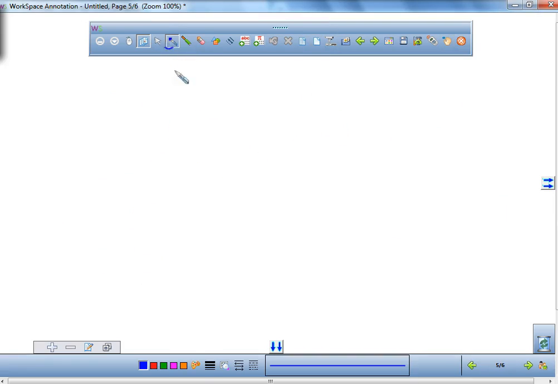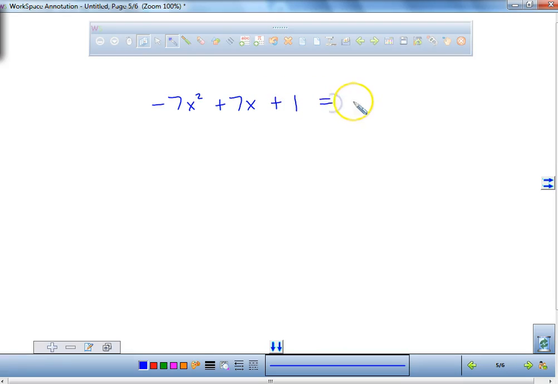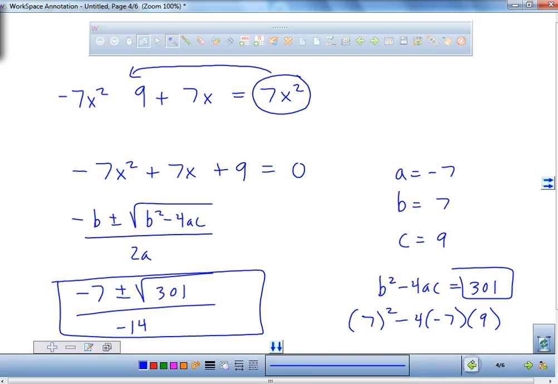All right, go ahead, Keisha. What you got? Negative 7x squared plus 7x plus 1 equals negative 8. Okay, now what's the first thing we've got to do? We've got to add 8 to both sides, right? So what do we get? Negative 7x squared plus 7x plus 9 equals 0. Now, I'm not going to tell you what the answer is. But what does that say right there?